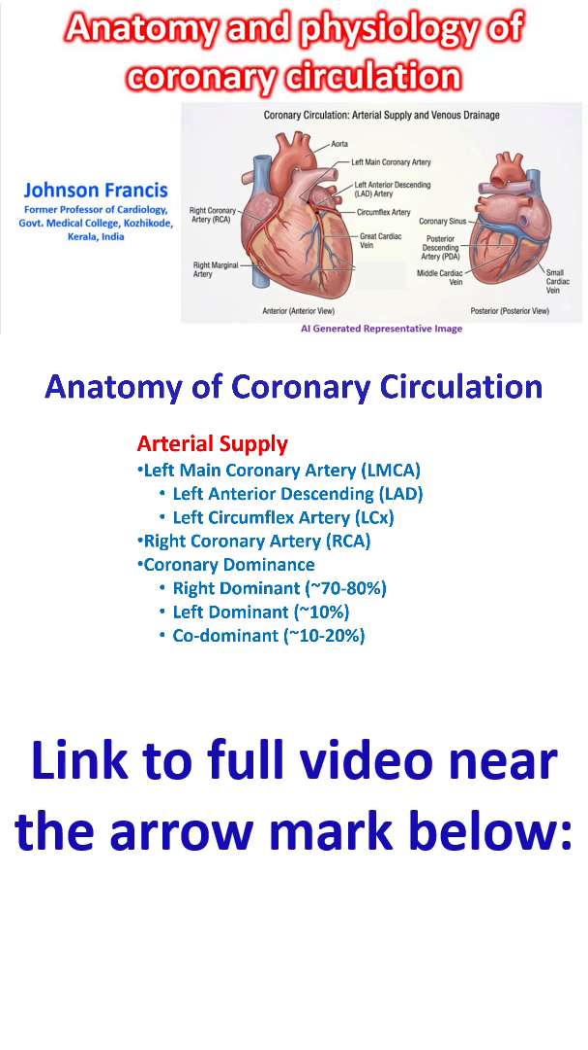Right dominant, 70 to 80%, the PDA arises from the RCA. Left dominant, about 10%, the PDA arises from the left circumflex. Co-dominant, 10 to 20%, the posterior septum is supplied by branches from both right coronary artery and left circumflex.